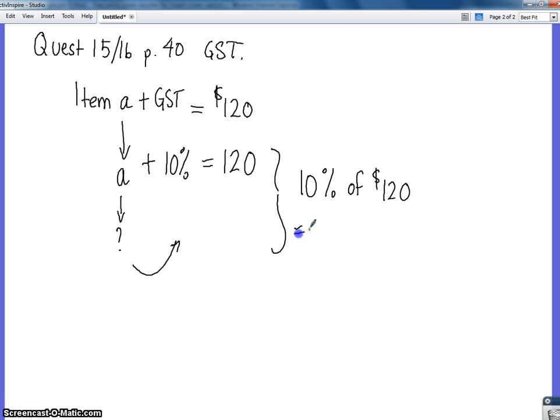What would the next line look like, Ellen? What are you plugging into your calculator? 10 divided by 100, good. Times 120. What's that give you? $12. So the GST you paid is $12, yeah? How much did the item cost?